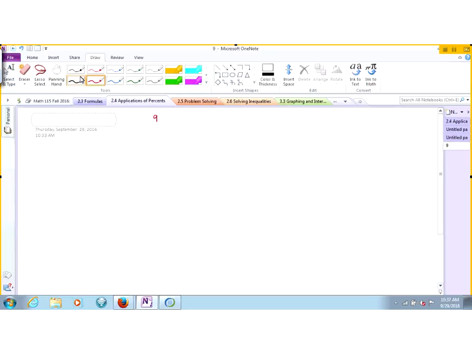Okay, guys. Okay, Alex. So 9.4 is inequalities in two variables. In two variables.